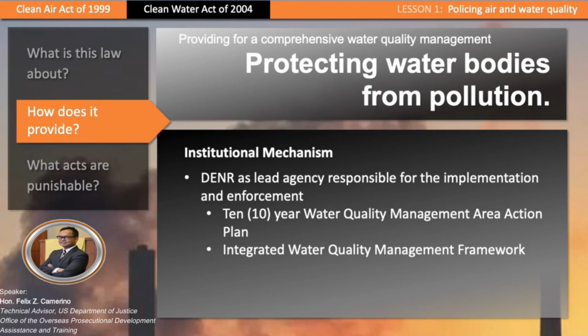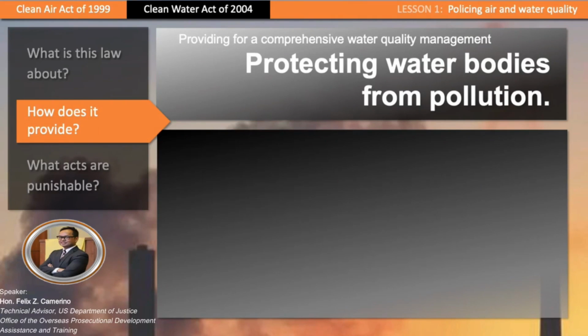Okay. The integrated water quality management framework is also something that didn't just get created out of nowhere. It has its basis, and like the Clean Air Act, it is based on findings from status reports that the DENR prepares. Okay, the National Water Quality Status reports that it does on a regular basis. Okay, so let's move on. Other points under institutional mechanism.